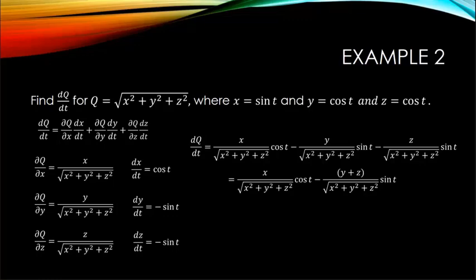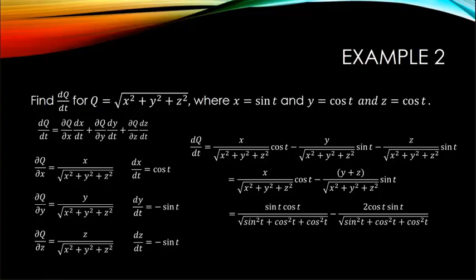Now I'm going to plug in sine of t for x and cosine t for y and z. I get sine t cosine t over the square root of sine squared t plus cosine squared t plus cosine squared t, minus 2 cosine t sine t over the square root of sine squared t plus cosine squared t plus cosine squared t. I'm going to simplify the denominator and combine the numerators, and I get negative cosine t sine t over the square root of 1 plus cosine squared t.